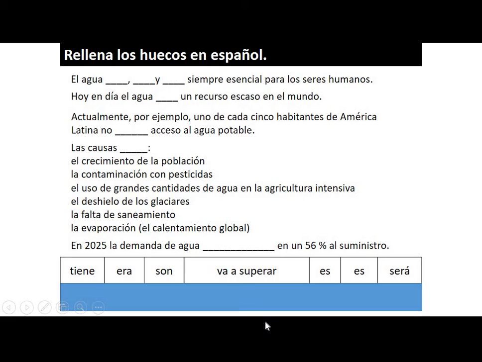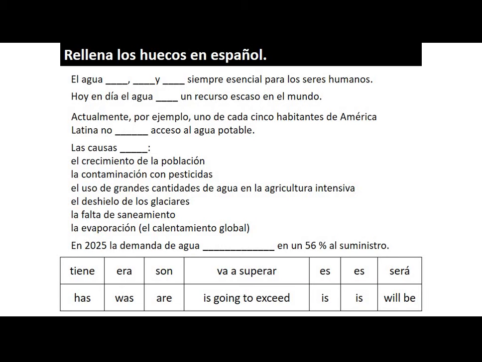Now, I think you're going to know most of them, except for maybe va a superar. But just so there's no confusion, here are your answers. Tiene, has. Era, was. Son, are. Va a superar is going to exceed. Future tense, será, will be. Now you've got to think to yourself, where might they fit logically, having read the text? Now, just like the other task, there's no answers on this video. If you want to mark this, you will find the answers on the lesson PowerPoint, which I've uploaded onto Moodle. See how you do.